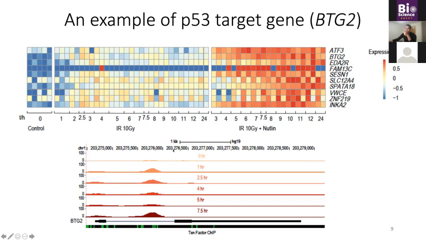So at 0 hour, which means P53 is inactivated, you see almost no binding. But after gamma radiation, you see obvious, clear binding of P53. So this is just to give you an example of the P53 target genes, how they respond to cellular stress like the gamma radiation.